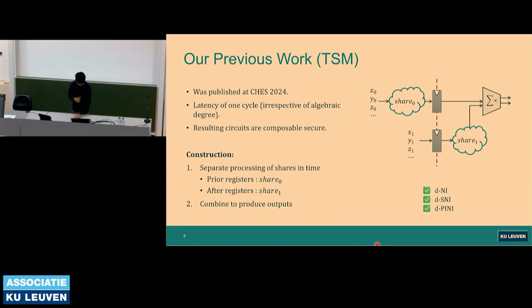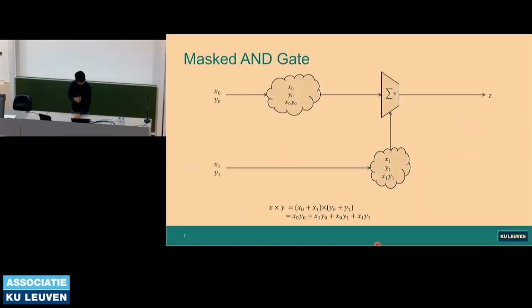I'll use a small AND gate to explain how it works, and I also use this AND gate again for second order, for the future work. So let's say you have 2 inputs, x and y, shared as x0 x1 and y0 y1. The straightforward way of multiplying it is just compute all cross products. But this is insecure because you have glitches.